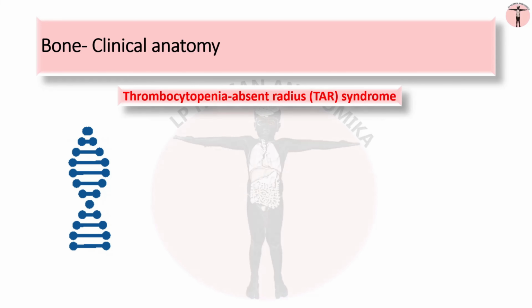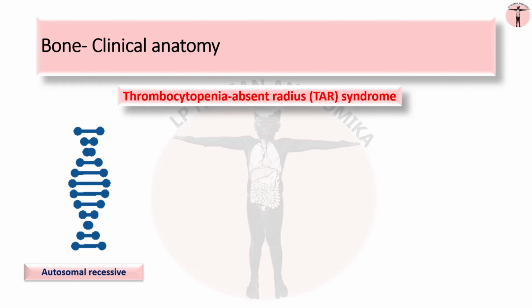Now, coming to genetic factors, thrombocytopenia absent radius syndrome is a rare genetic disorder that affects the development of bones in the forearms and the production of platelets, which are blood cells that help in clotting. It is inherited in an autosomal recessive manner, which means a child must inherit two copies of the abnormal gene, one from each parent, to develop the condition.